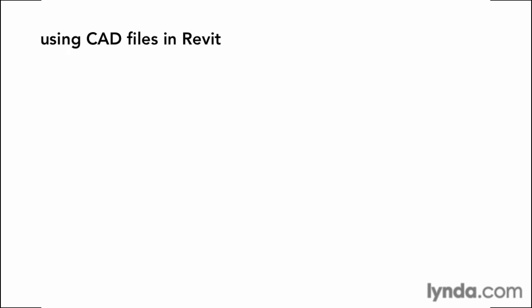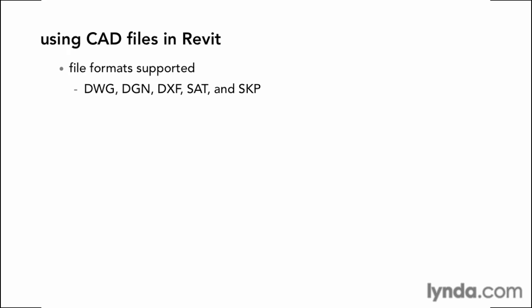So why don't we start with a look at which file formats are supported. So of course we have DWG, and that's AutoCAD's native format, and that's by far your most popular format. But DGN is also supported. This is MicroStation's native format. We can use DXF files from any variety of CAD programs, SAT files, which is a 3D CAD format, and even SketchUp files, SKP files. So all of these formats are supported, and they all get imported into Revit projects in much the same way.